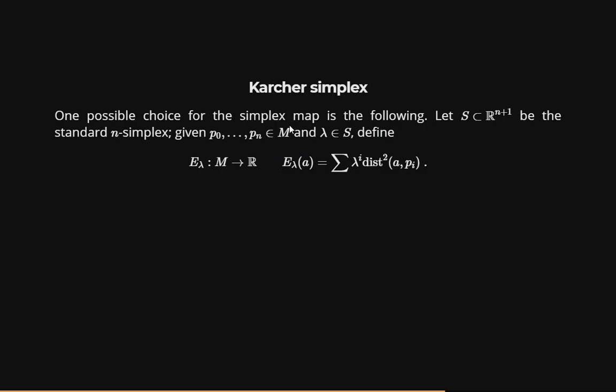Now we consider points in M. So we have the vertices of our wannabe simplex, P0, ..., Pn in M, and we take one point lambda in the simplex S. We define the map E lambda from M to R that for every point A of M computes the distance squared from that point to each vertex and multiplies it by the corresponding lambda i. The coordinates go from 0 to n, sorry for that. So this is lambda 0 times the distance squared from A to P0, plus lambda 1 times the distance squared from A to P1, etc. The sum of all these terms.